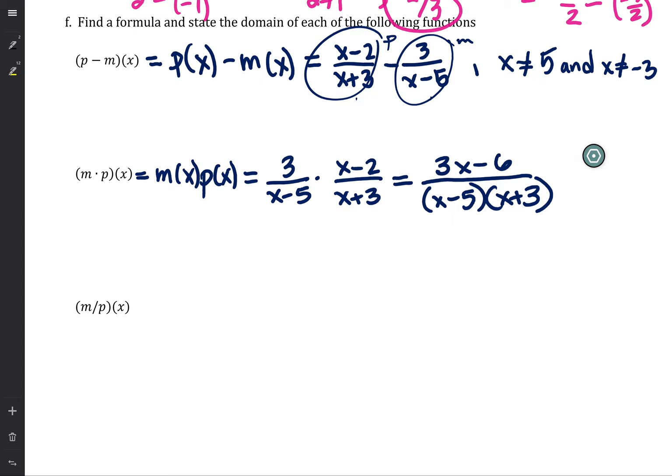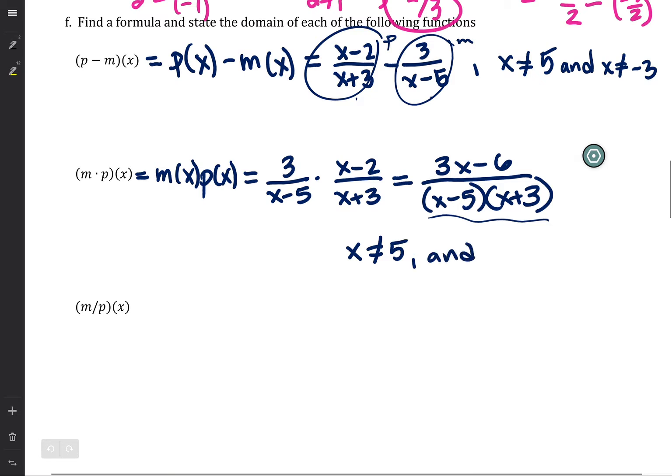And once again here, if we're combining functions m and p, we better not be plugging in something that can't work for m or can't work for p. So the domain here, and you can see it in your final equation, it's not hidden, you could look there as well, is we can't plug in a 5, and we can't plug in a negative 3. So nothing new on the domain there.